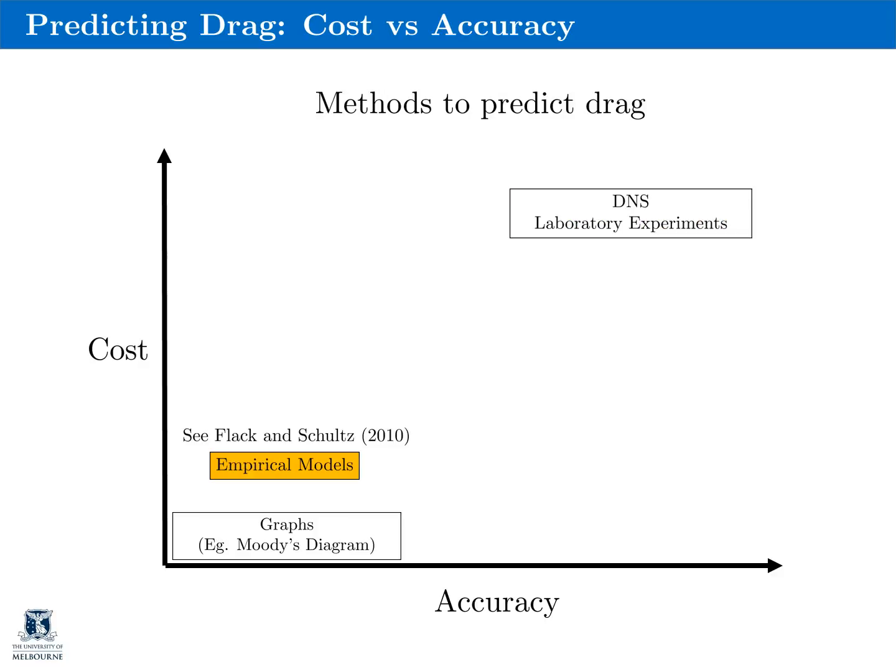Another method which could be used to predict the drag of a surface is by using empirical models. These empirical models use the topological features of a rough surface and relate it to the drag penalty. There have been various roughness function models proposed in the open literature, and some of them can be found in Flack and Schultz's 2010 paper. In this video, I would like to focus on two particular roughness parameters due to some discrepancies in the literature.